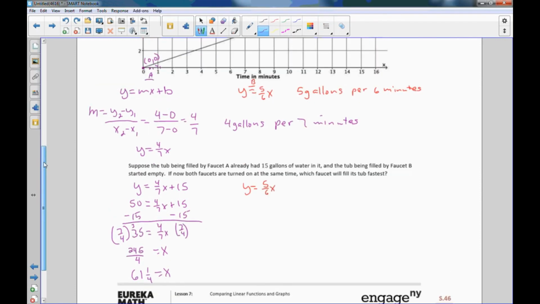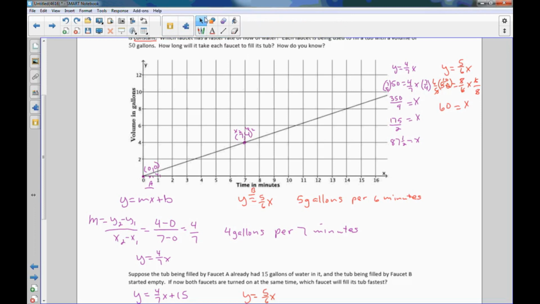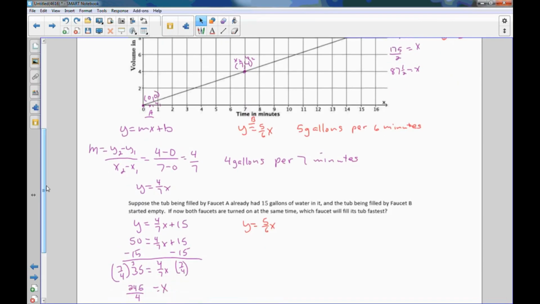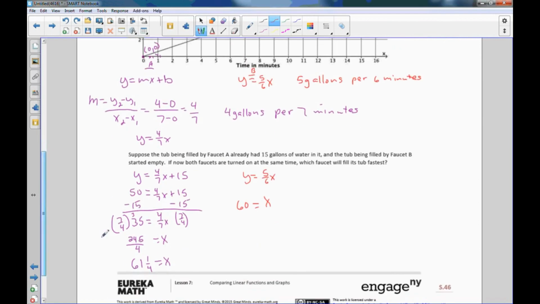Okay, I'm going to save a little time for my video here, and I'm going to just look right here. This is my equation, x equals 60. So at y equals 5/6x, rather than doing that over again, this is still going to come out to be x equals 60 minutes or an hour. So faucet B is still going to finish first, even though 15 gallons were added to the tub before turning on both faucets. Okay, still finished 1 minute and a quarter, 1 minute and 15 seconds faster.